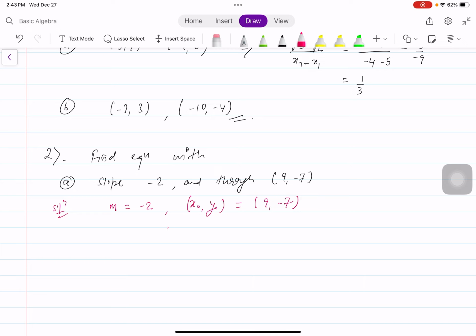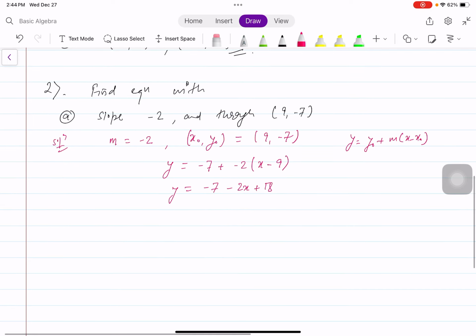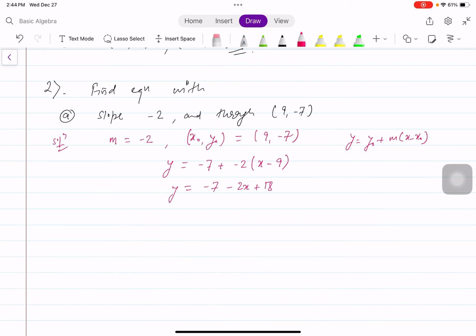So y equals y0, which is -7, plus m, which is -2, times x minus x0, which is 9. But I strongly recommend first writing down the formula, y equals y0 plus m times x minus x0. So y equals -7 minus 2x plus 18. The standard way of writing an equation is to write the variables on the left side. So you add 2x on both sides to get 2x plus y equals 11. So this is the equation.